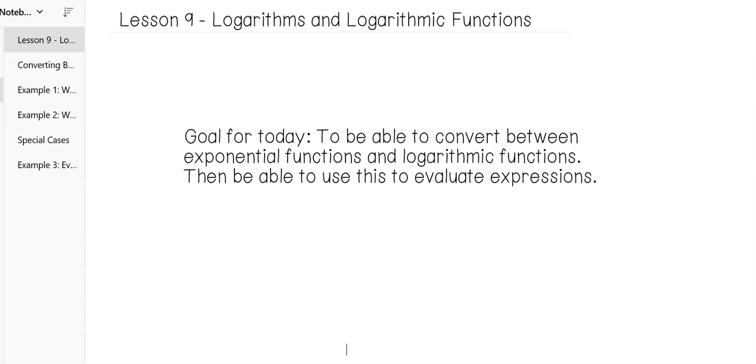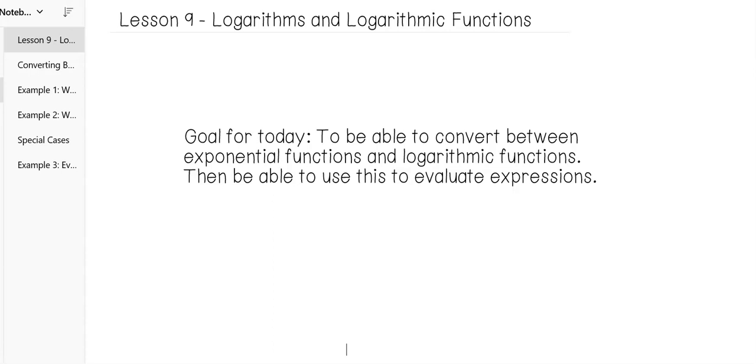Okay, moving on to our next lesson. So we just got done with 7.1 and 7.2, and now we are moving into 7.3, which is logarithms and logarithmic functions. We're going to probably spend a couple of lessons on 7.3 because logarithms are something that we are being introduced to for the first time here.